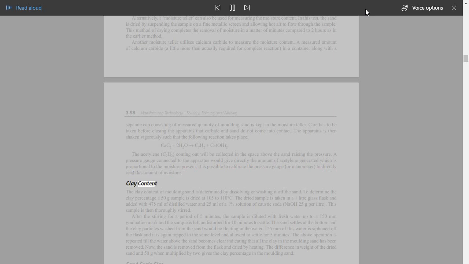Clay content. The clay content of molding sand is determined by dissolving or washing it off the sand. To determine the clay percentage, a 50 g sample is dried at 105 to 110 degrees Celsius. The dried sample is taken in a 1 liter glass flask and added with 475 ml of distilled water and 25 ml of a 1% solution of caustic soda, NaOH, 25 g per liter. This sample is then thoroughly stirred.